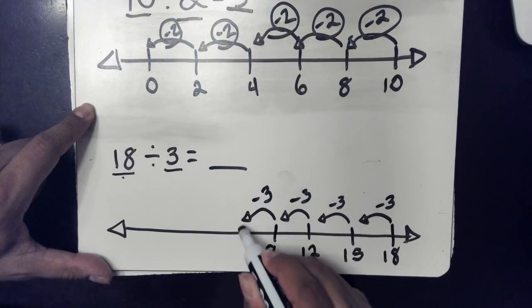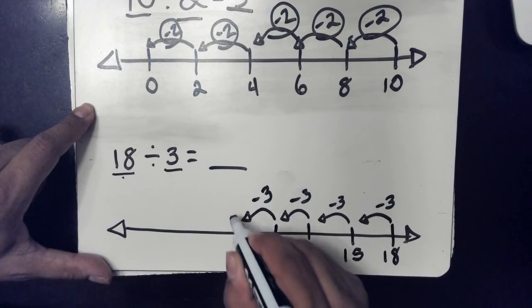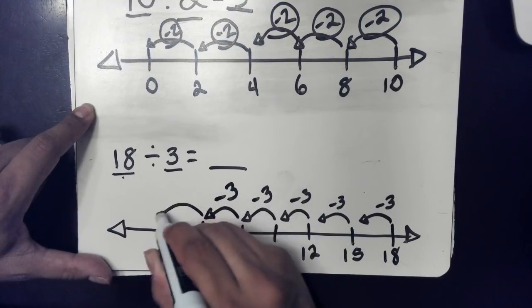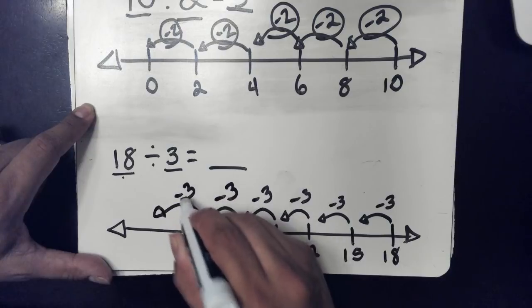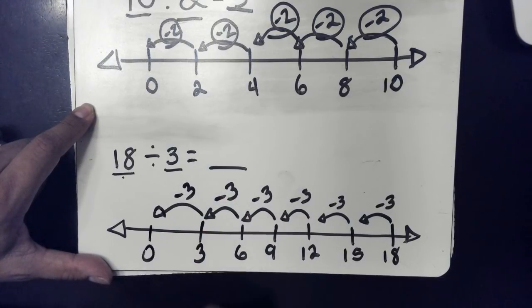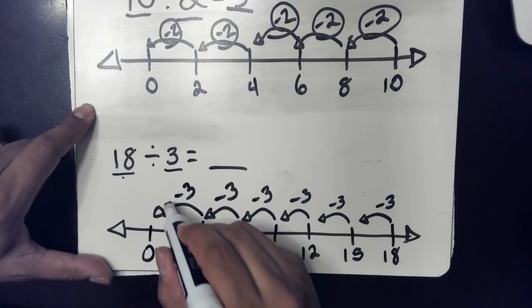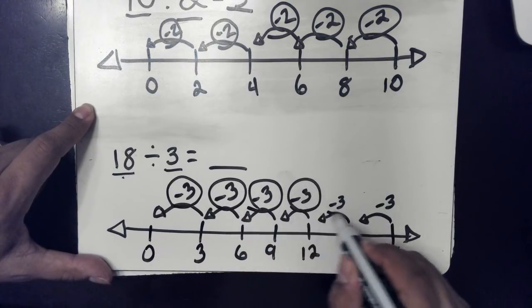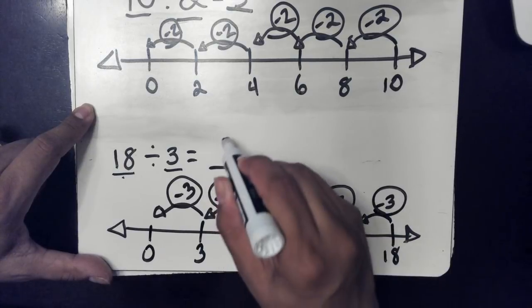9 minus 3 is going to be 6. 6 minus 3 is 3. And 3 minus 3, 0. So I know I'm finished. Now I count my subtractions. 1, 2, 3, 4, 5, 6.